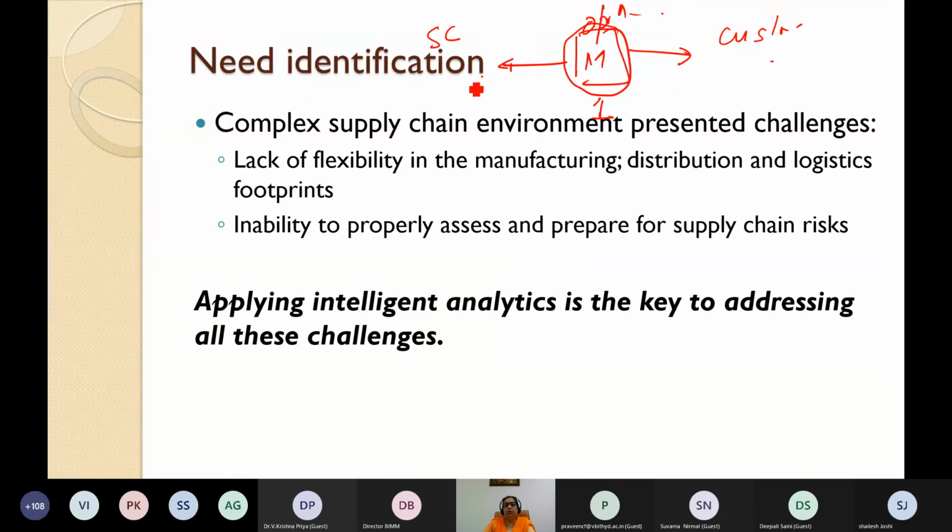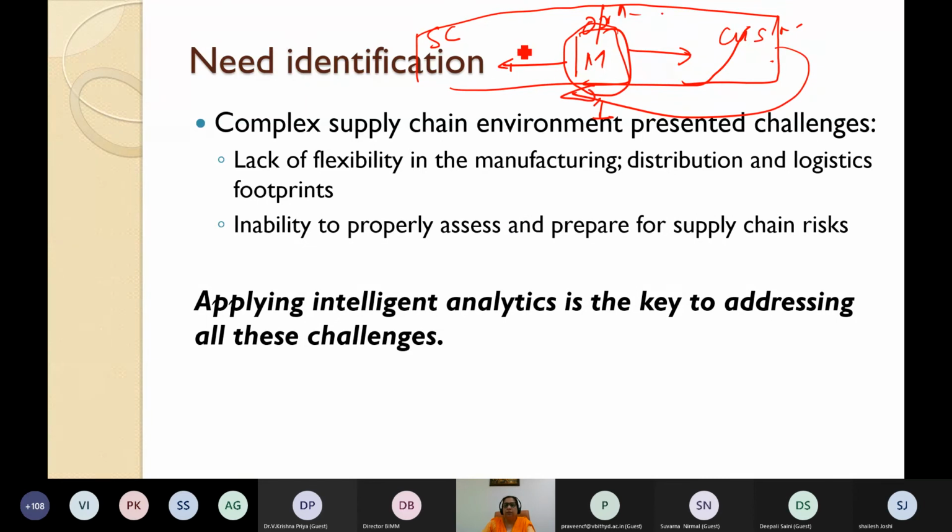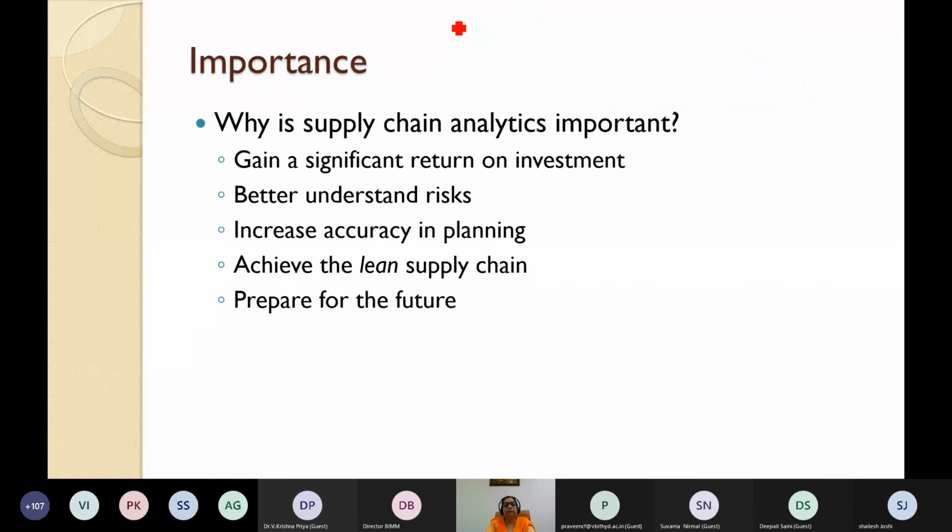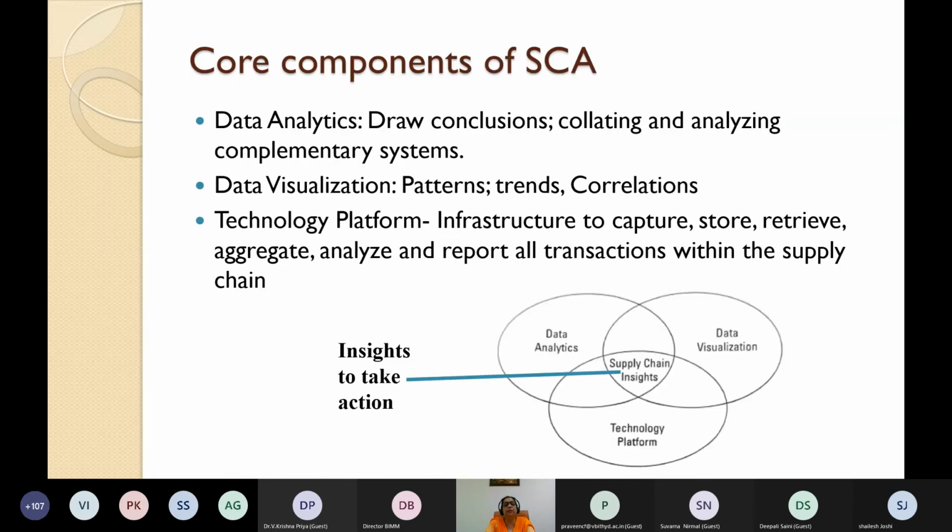So what you are doing, you are managing this complete chain. And today you are also talking about the reverse. Previously, it used to be only in one direction. Now you are also bringing back what has to come back. So that again has increased the complexity. So this is the importance of supply chain analytics: to gain significant return on investment, ROI, better understanding of risk, increasing the accuracy, achieving the lean supply chain, preparing for the future.